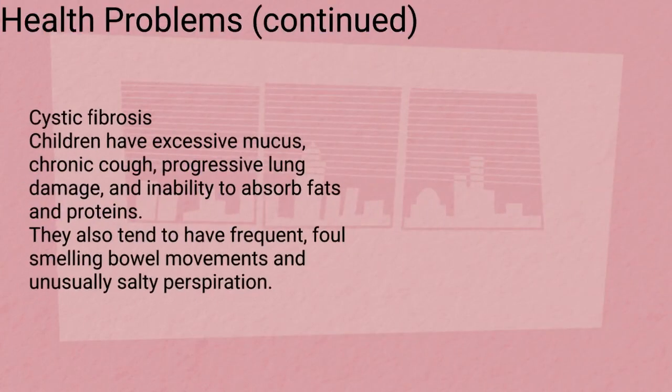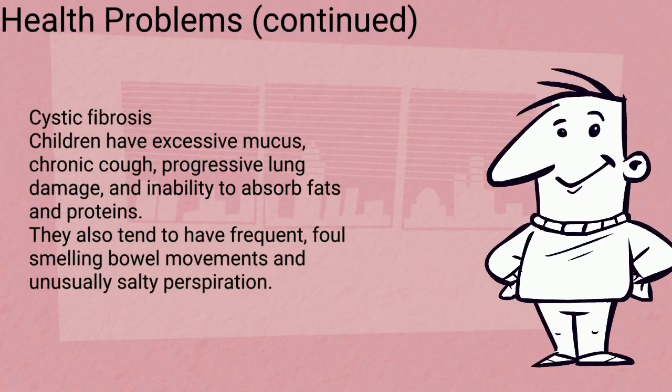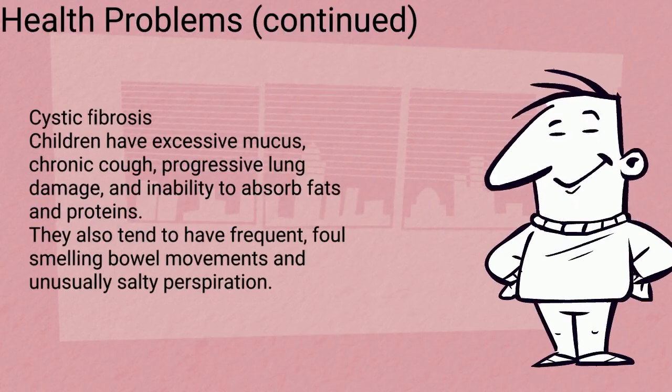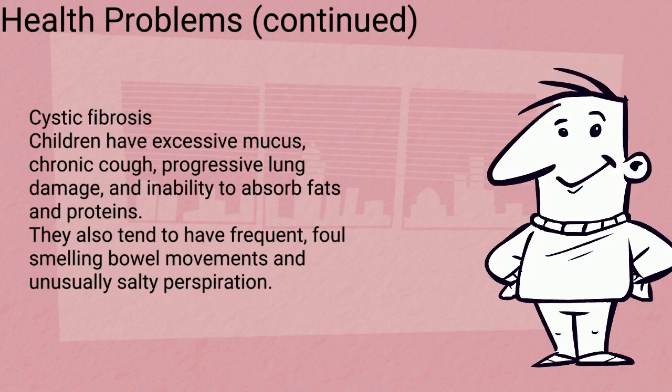Cystic fibrosis. Children have excessive mucus, chronic cough, progressive lung damage, and inability to absorb fats and proteins. They also tend to have frequent foul-smelling bowel movements and unusually salty perspiration.